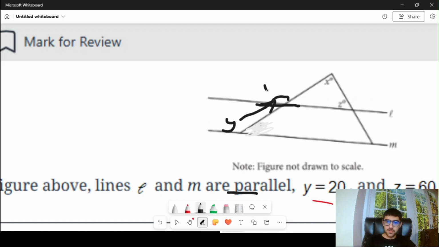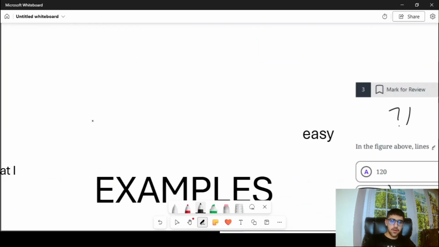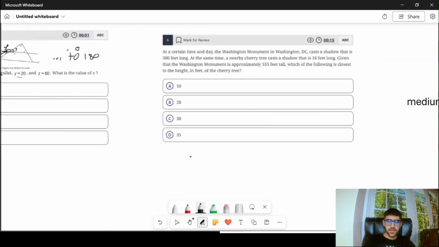So I would do y, technically, let's say y degrees is here. And then I know it's equal to 180. So this question mark, the unknown, plus y degrees is equal to 180, because it's a straight line. So that is how you would use the corresponding and the, what was it? Supplementary and complementary together to be able to angle hunt.